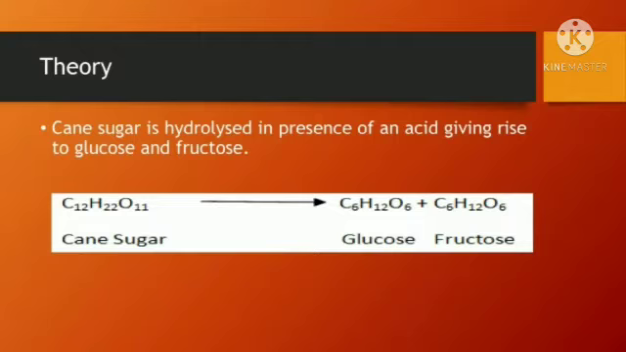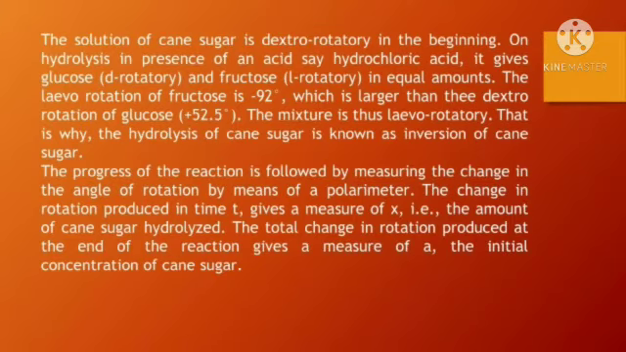Cane sugar is hydrolyzed in the presence of dilute HCl or H2SO4. It gives glucose and fructose. The solution of cane sugar is dextrorotatory.